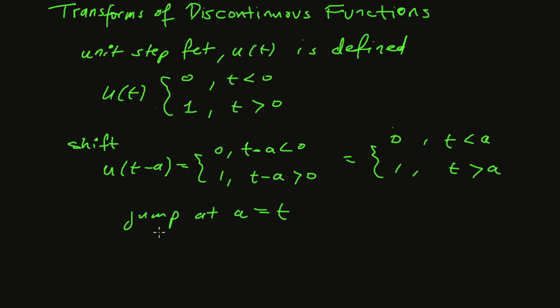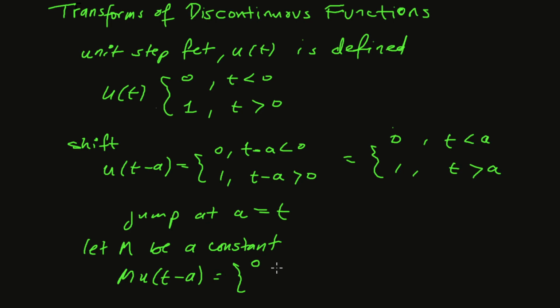By multiplying by a constant, let m be a constant, the height of the jump can also be modified. So if you have m times u of t minus a, then it's 0 when t is less than a. However, here it's 1 times m, which is m, when t is greater than a.